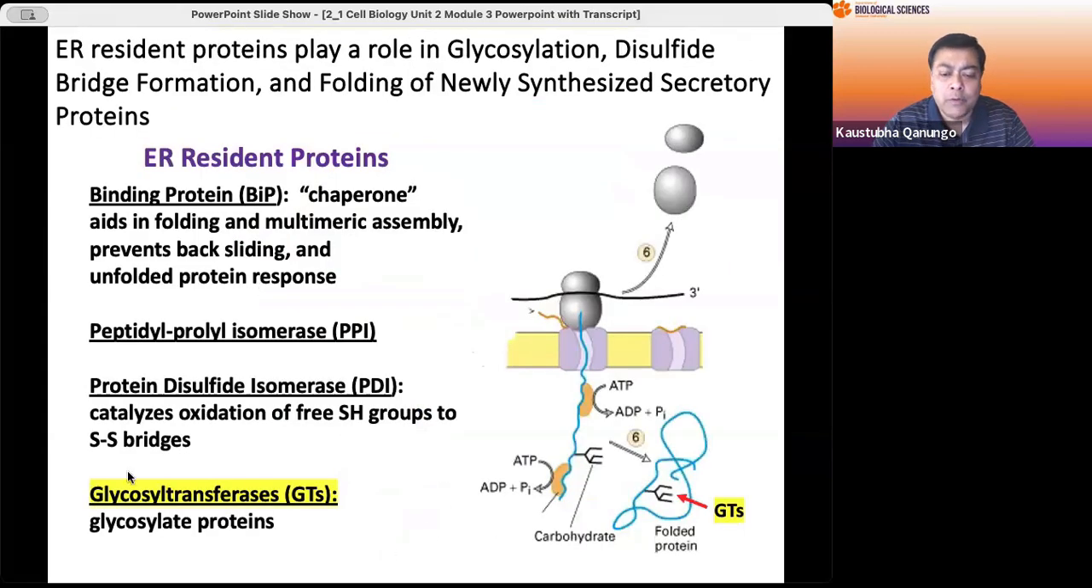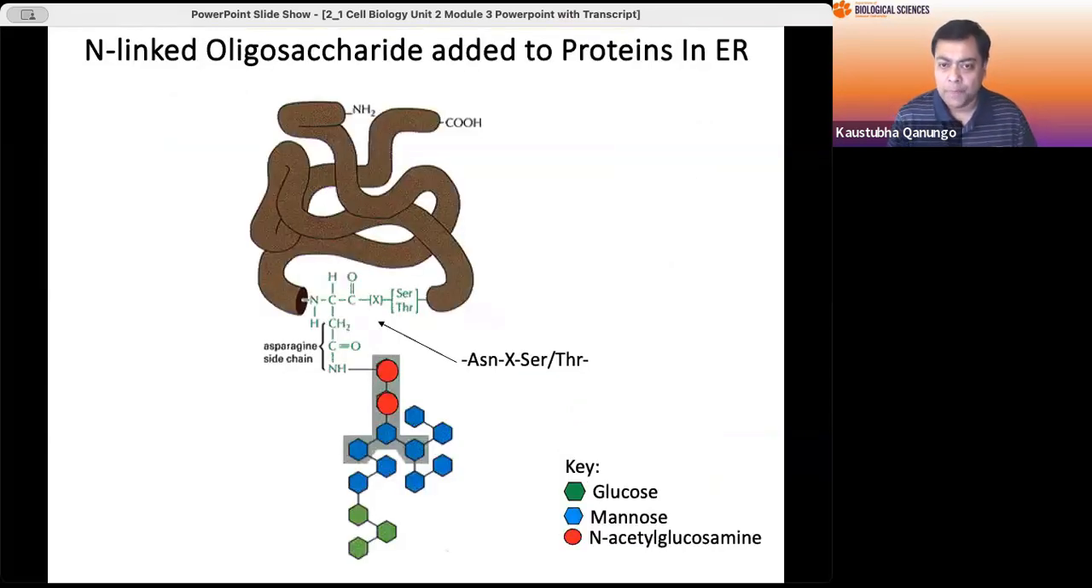After that, we are looking into glycosyl transferases, and these are a big thing here. They glycosylate proteins, so we'll go into the detail of those. The first thing we are looking at is N-linked glycosylation. Remember that N has nothing to do with the N-terminal. This could be anywhere. N is the single letter for asparagine. So N is asparagine, then X, and then serine or threonine; this is usually the sequence where the glycosylation takes place.